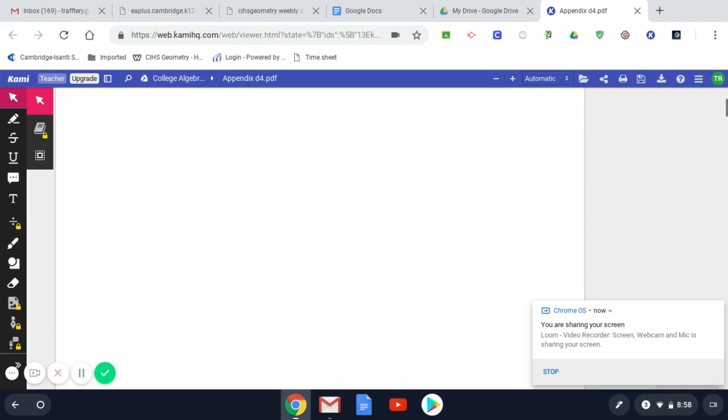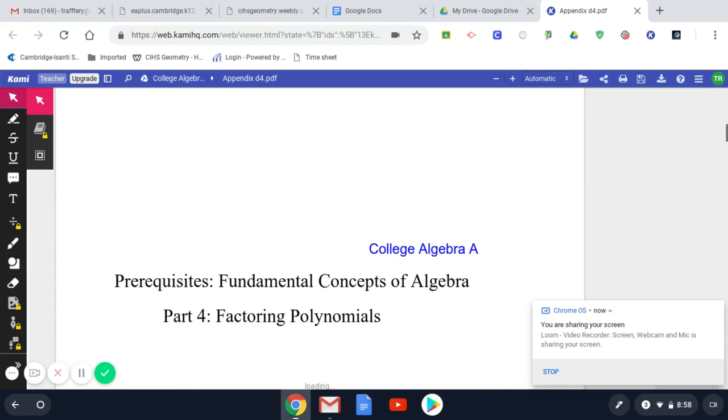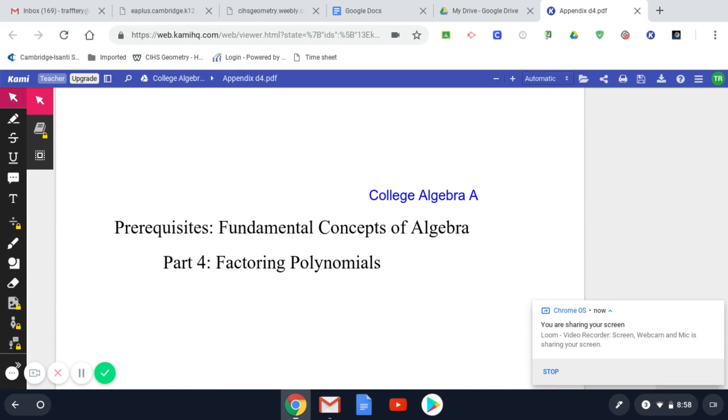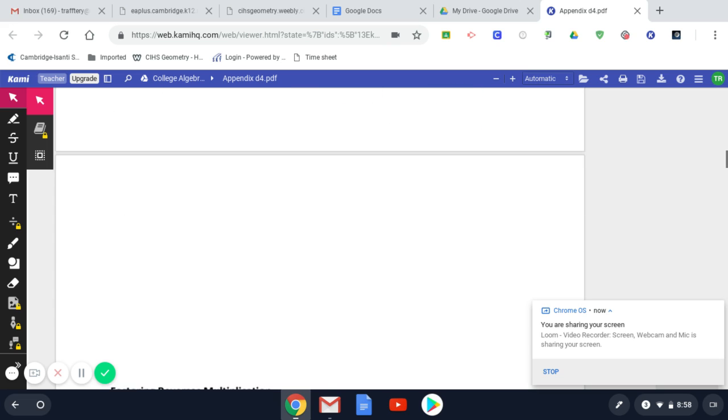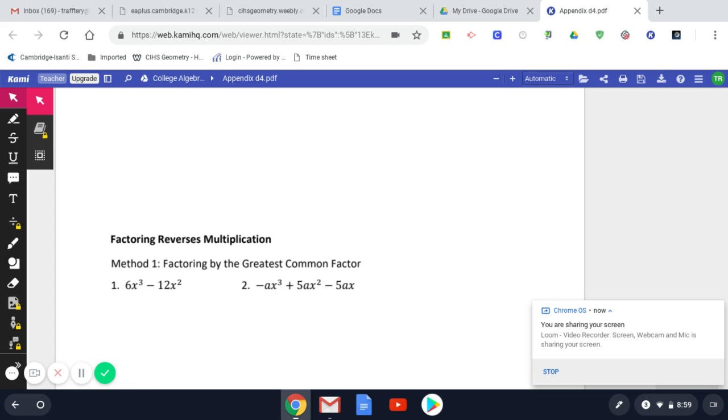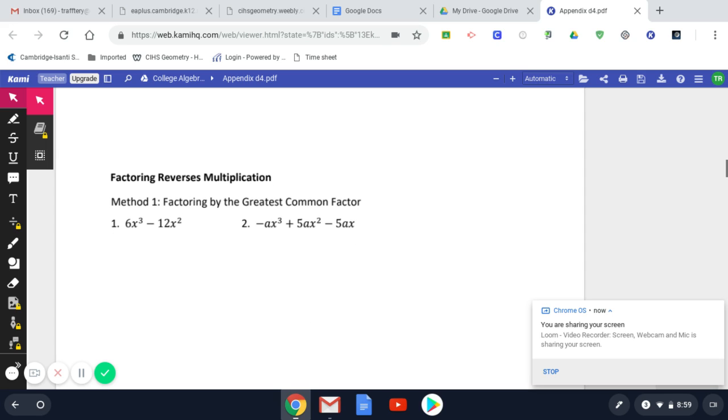Okay, so we're now talking about factoring polynomials. And some of these, I think you've seen most of these actually, when you think about it. So method one is just the factoring of the greatest common factor. So just simply looking for the greatest factor and pulling that out.